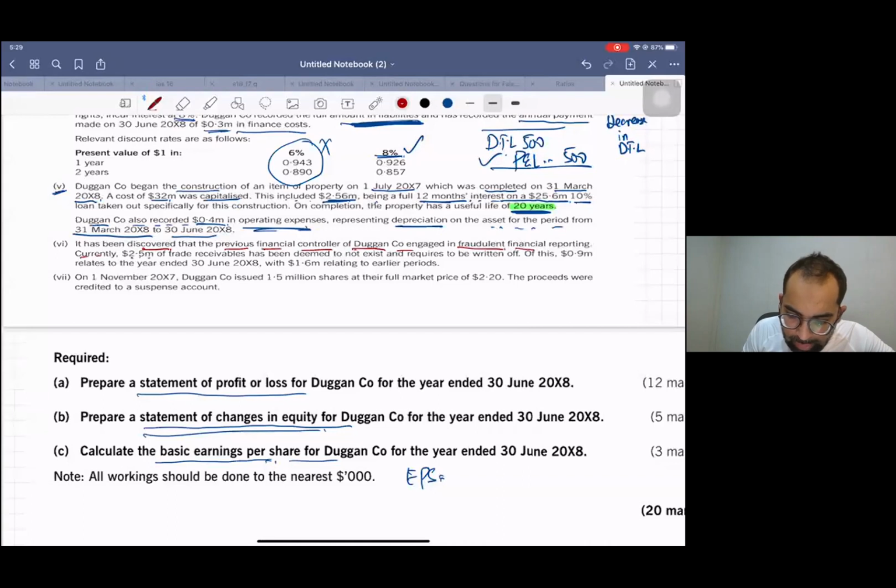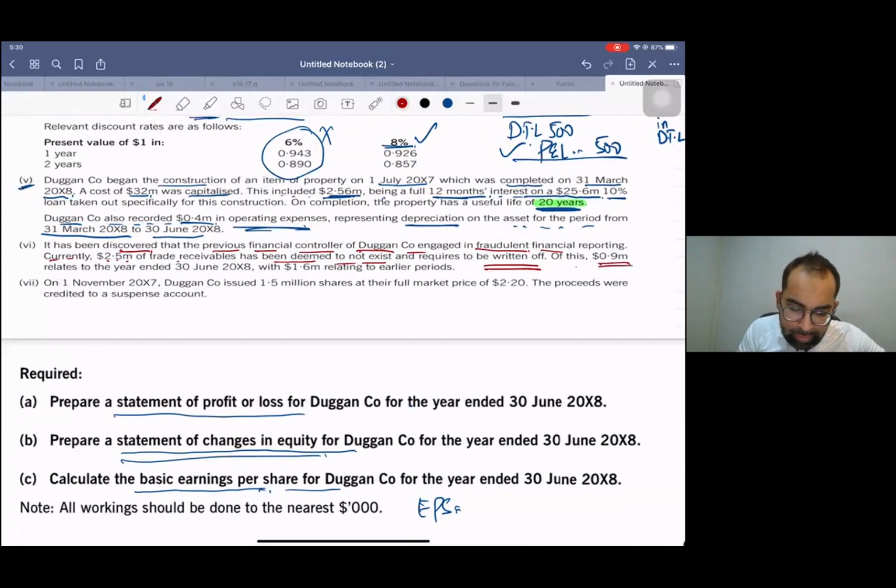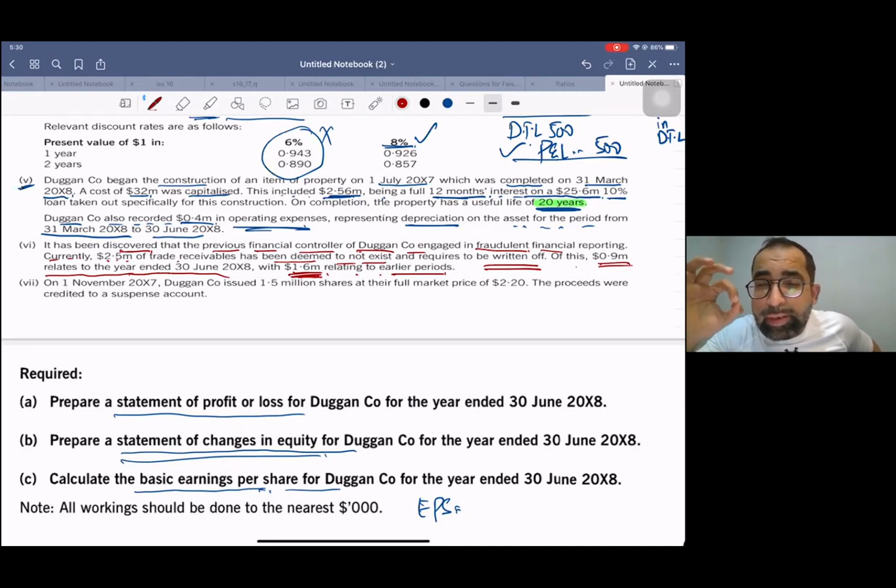Currently 2.5 million of the trade receivables has been deemed to not exist and requires to be written off. Of this, 0.9 million relates to the year ended 30th, that means the current year. In the current year that person committed fraud of 0.9 million, and 1.6 million relates to earlier periods, prior periods. I hope you remember IAS 8. The name of IAS 8 is changes in accounting policies, changes in accounting estimates, and prior period errors. This topic is related to prior period errors.